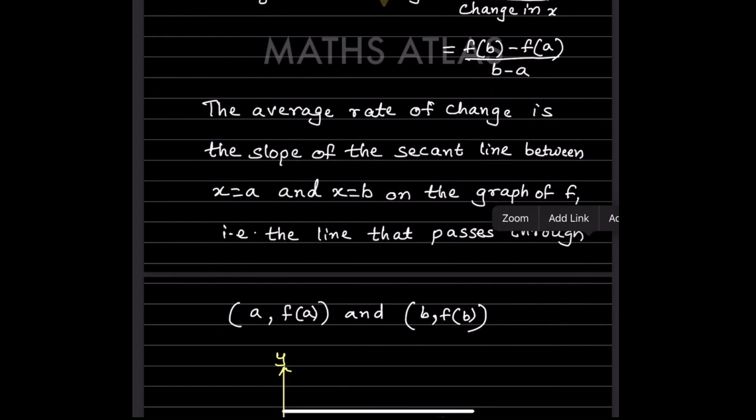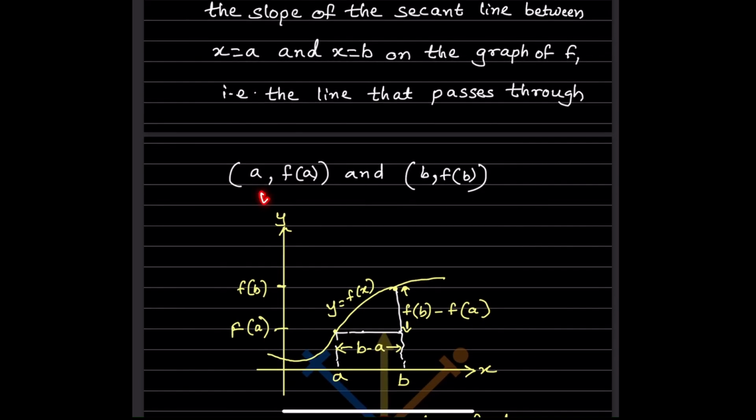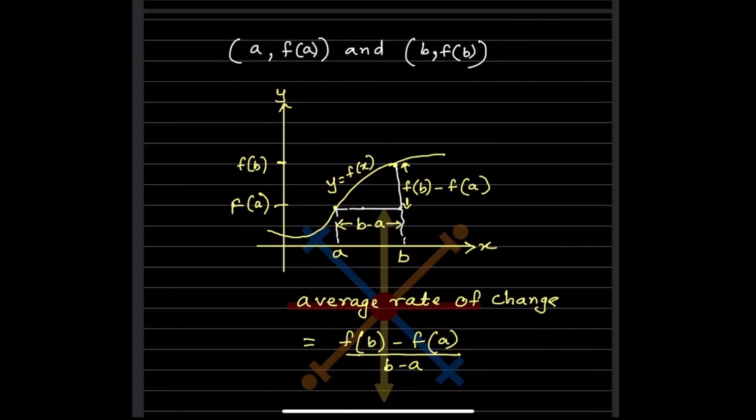So the average rate of change is the slope of the secant line between x is equal to a and x is equal to b on the graph of f. That is the line that passes through the points a, f of a and b, f of b. So now this will be x1, this will be y1, this will be x2 and this will be y2. We will take these points on the x's. So this is a and this is b, and here will be f of a and f of b.